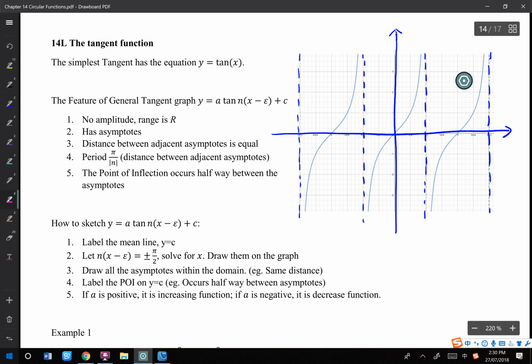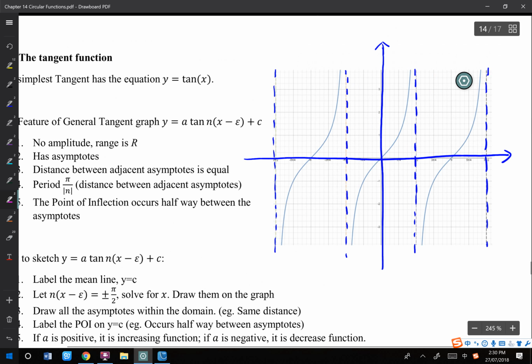Can anyone tell me what you have observed from this graph? Just ignore everything else. What are the special key features you can see from this graph? Yeah, Sarah? It repeats itself. After how long? We can say that's a period if it repeats itself. The sine graph repeats after 2 pi.